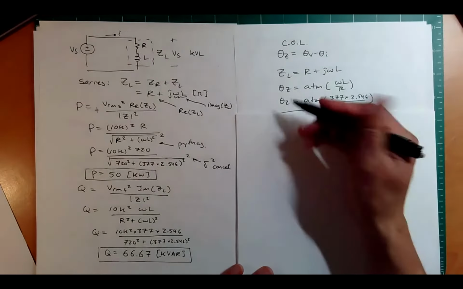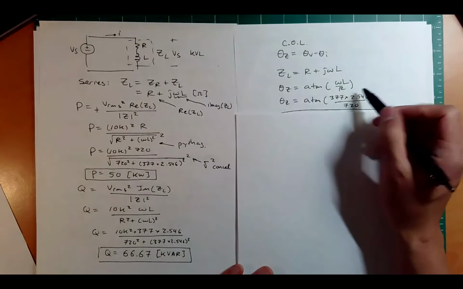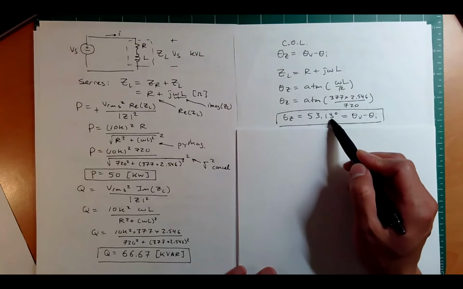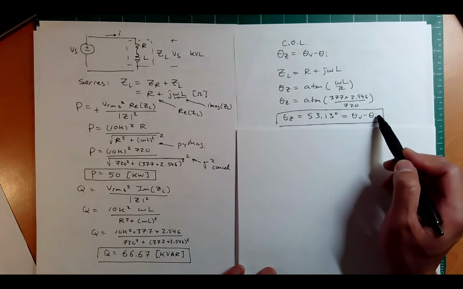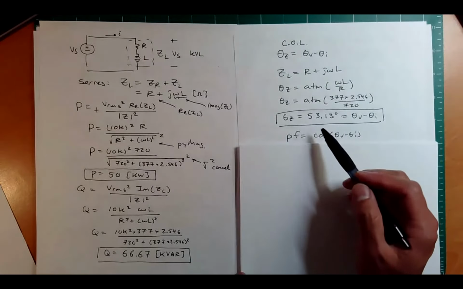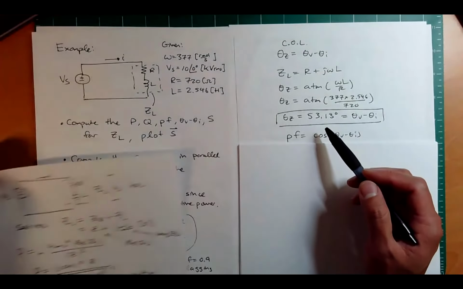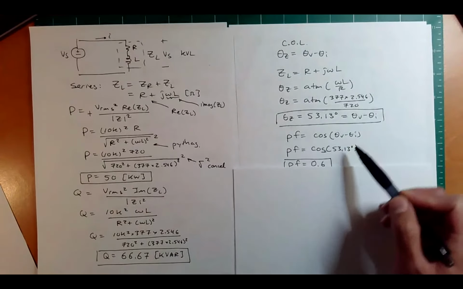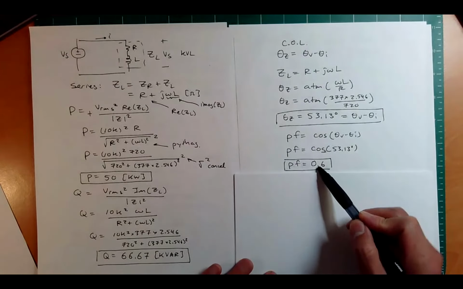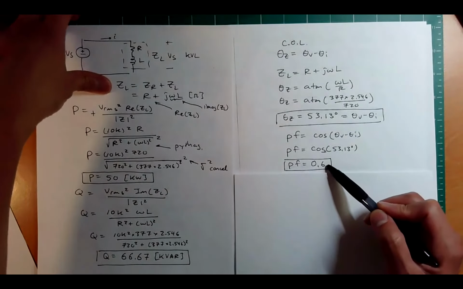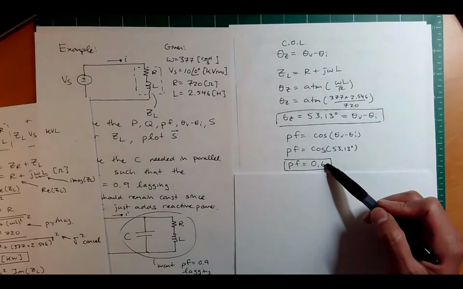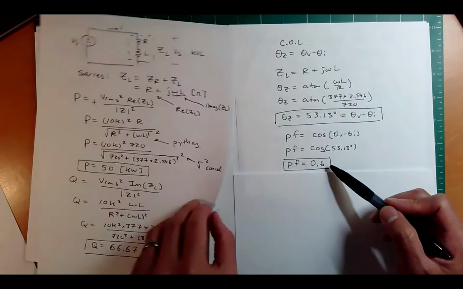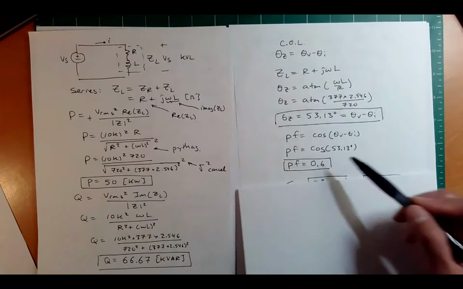Okay, what do we get here? We get 377 times 2.54 over 720. So we get a 53.13 degree phase difference between the voltage and current, where the current is lagging. What's the power factor? These are all questions I'm just knocking down. Power factor is just cosine of theta V minus theta I. So cosine of that number ends up being 0.6. That's not a great power factor. Notice we want 0.9, but we have 0.6 at this point. So we can add that capacitor and that'll definitely help us.